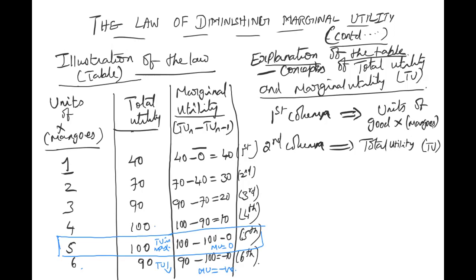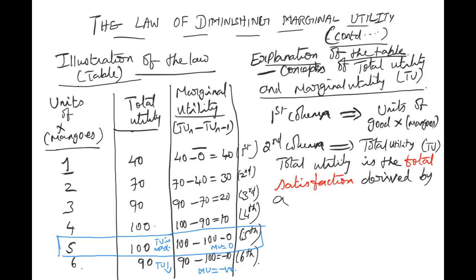So what is the meaning of total utility? The total utility is the total satisfaction, I explained in the previous class, derived by the consumer after he consumes all the units of a commodity. That means let us assume there are 6 mangoes in a basket, and he keeps on consuming all the 6 mangoes. So he completed the entire basket. After consuming all the mangoes in the basket, the total satisfaction he is deriving is the total utility. Again, highlight this: after consuming all the units of a particular commodity.